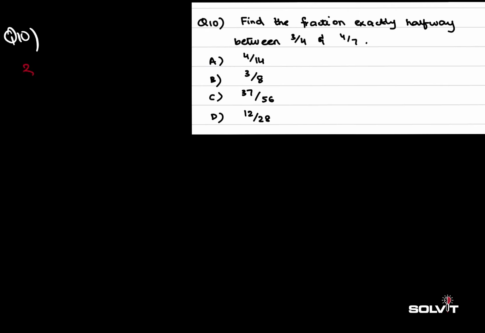So 3 over 4. What does the question say? Let's just read that first. The question states: find the fraction exactly halfway between 3 over 4 and 4 over 7. We don't need to convert it into decimals and then find the middle number. We know that the middle number of two numbers is found by adding the numbers and then dividing by 2.